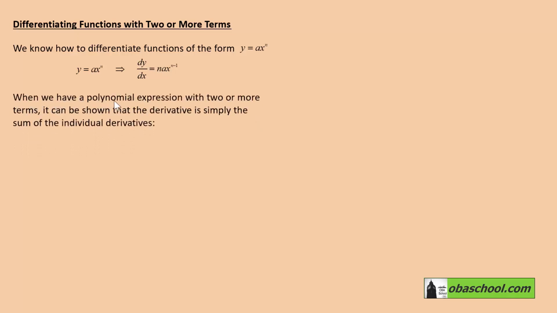When we have a polynomial expression with two or more terms, it can be shown that the derivative is simply the sum of the individual derivatives. So if y is ax to the n plus bx to the m, then dy/dx is n times a times x to the n minus 1, add m times b times x to the m minus 1.